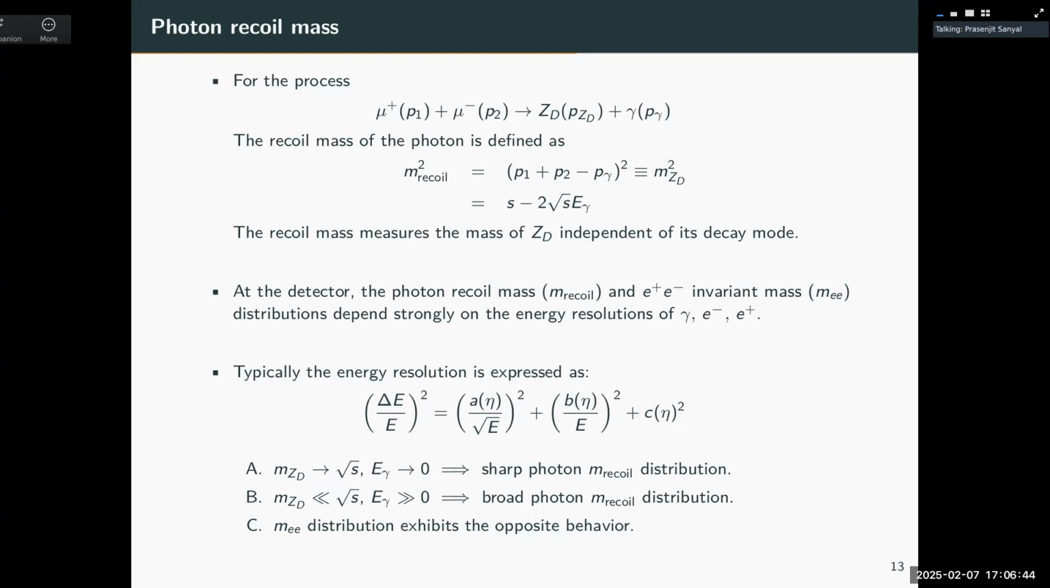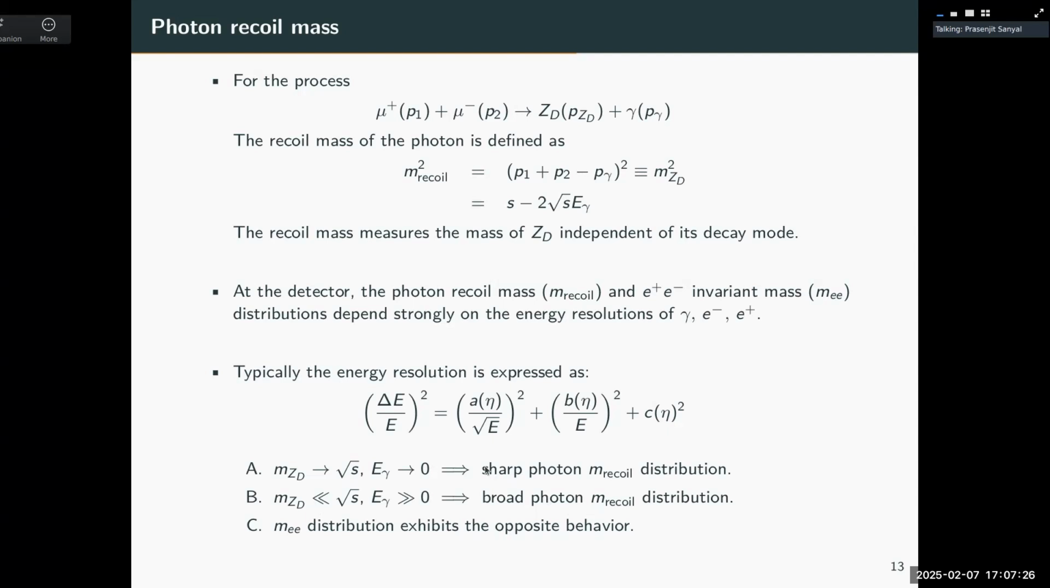So in the 2-to-2 process, when the dark Z mass approaches close to the center of mass energy of the muon collider, then the photon becomes less energetic. The energy of the photon goes to zero. As a result, the recoil mass distribution becomes very sharp. Whereas when the dark Z mass is much smaller than the center of mass energy of the muon collider, then the photon can be energetic, and that can make the distribution of recoil mass very broad.